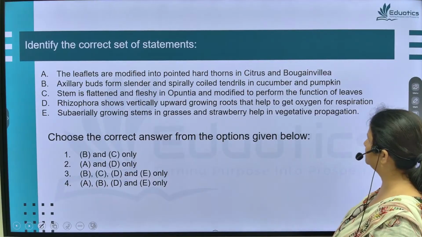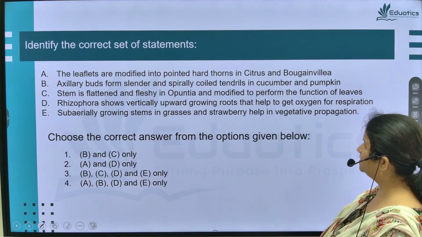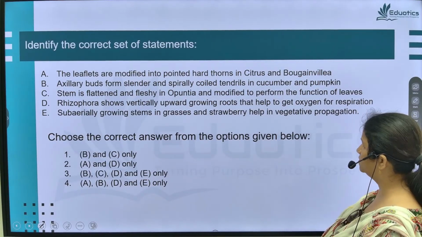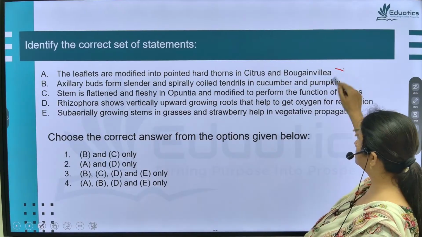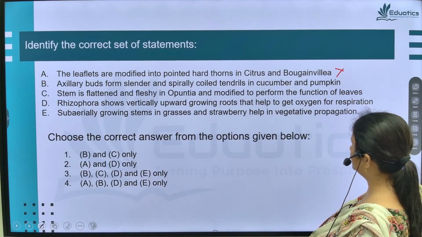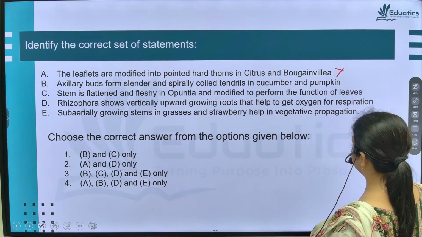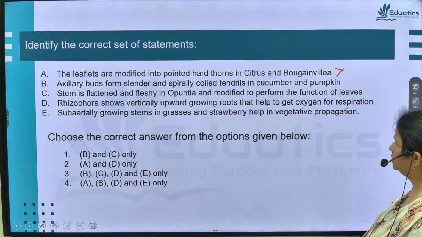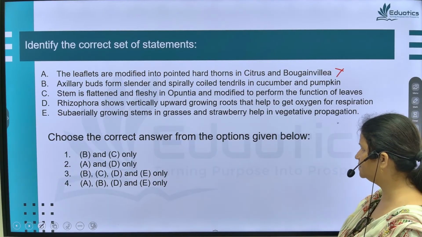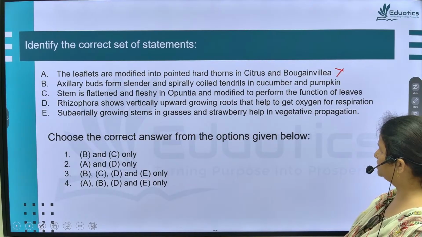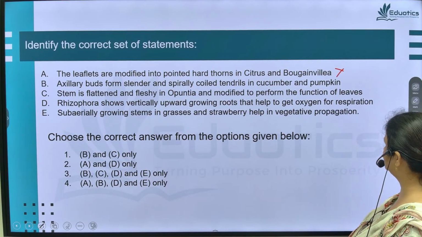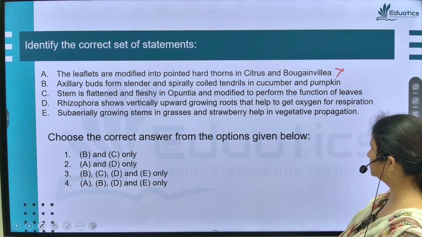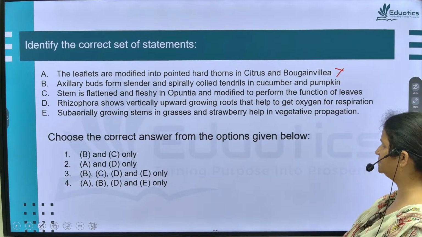Identify the correct set of the statements. The leaflets are modified into pointed hard thorns in citrus and bougainvillea. No. Axillary buds form slender and spirally coiled tendrils in cucumber and pumpkin. Right. Stem is flattened and fleshy in opuntia and performs the function of leaves. B and C both are correct.